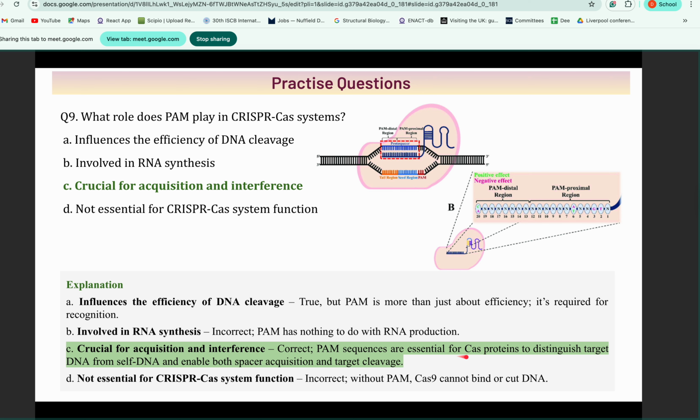PAM sequences are essential for the Cas9 proteins to distinguish target DNA from self DNA and enable both spacer acquisition and target cleavage. So this is the right option. And this is the PAM distal and PAM proximal motif, and this is the PAM site. The regions which are near to PAM are known as the seed region, and this is the tail region, and this is the PAM proximal region, and this is the PAM distal region.